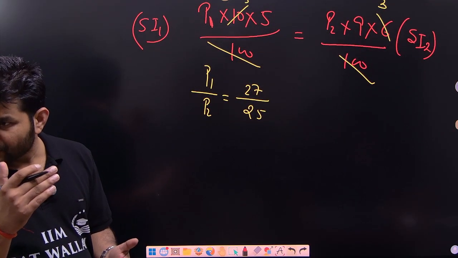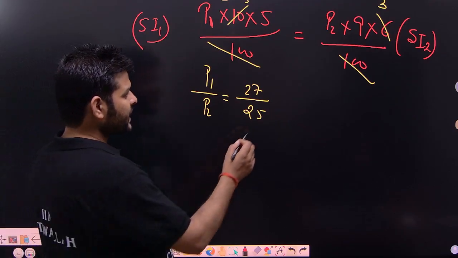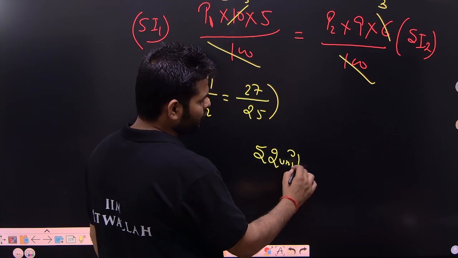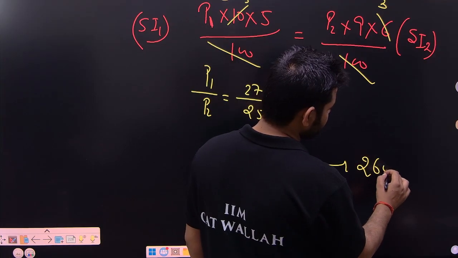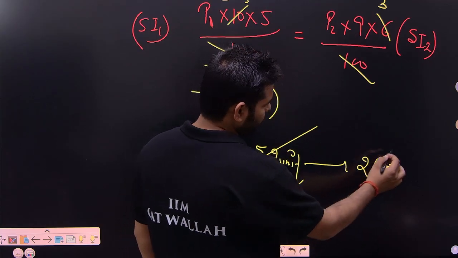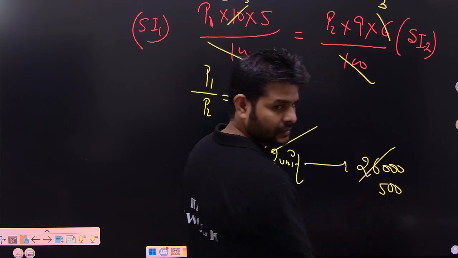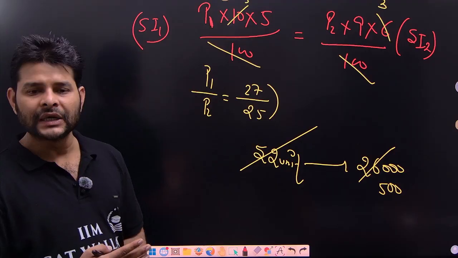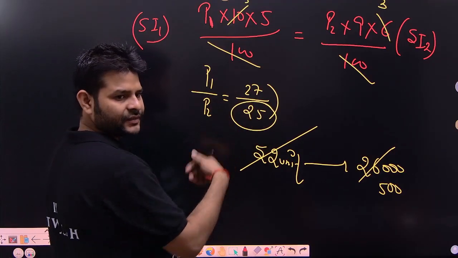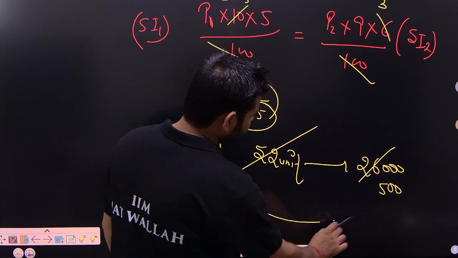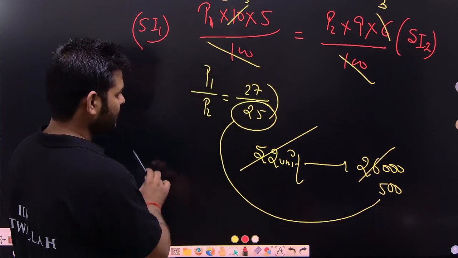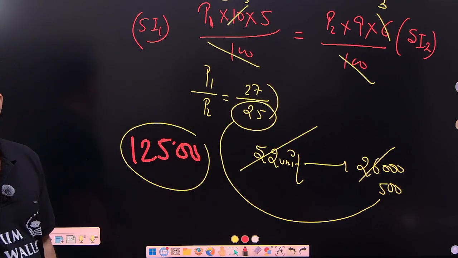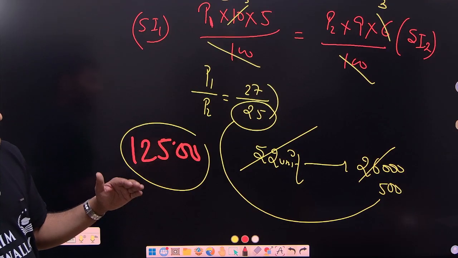And P1 and P2 are the parts of 26,000. So the addition of those values would be 52 units, and 52 units represent 26,000. So 1 unit value would be 500. And we have been asked part 1 or part 2? Part 2. So part 2 means this value, so we just need to multiply by 25. You will get 12,500, given at 9% for 6 years.